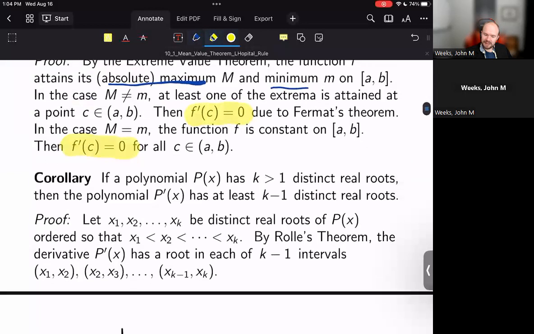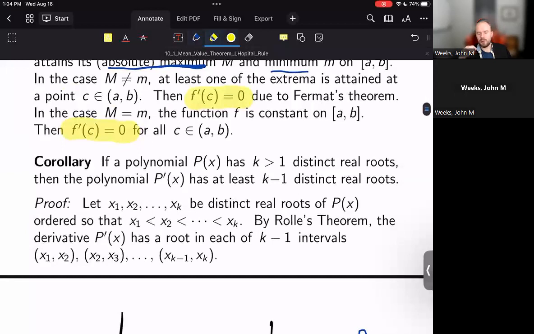A corollary of this is that if you have a polynomial p of x with k greater than 1 distinct real roots, then the derivative has at least that many roots minus 1. Because what happens? The real roots are those places where the polynomial evaluates to be 0. In which case, if you have x1 through xk being your distinct real roots, then in between x1 and x2, Rolle's theorem is going to guarantee a point where your derivative is 0.